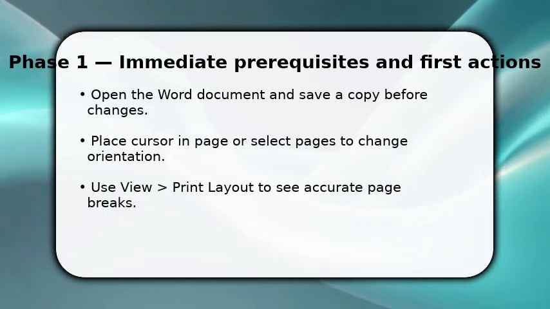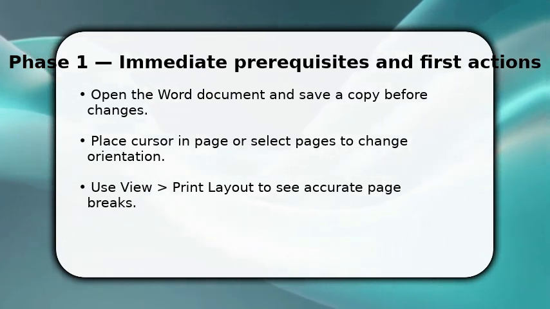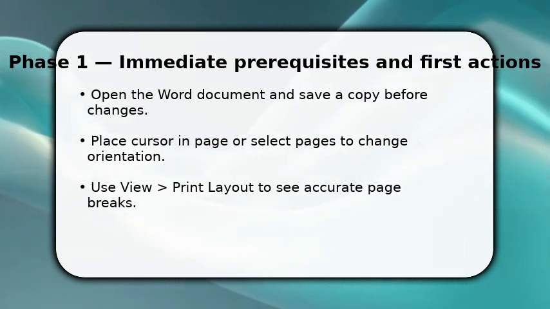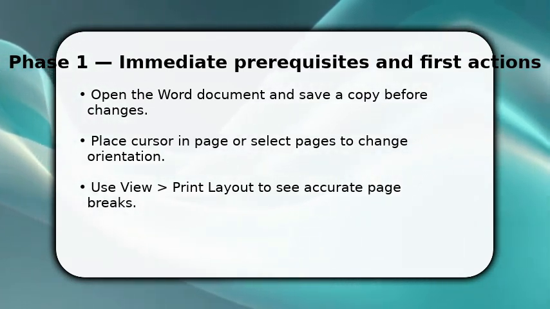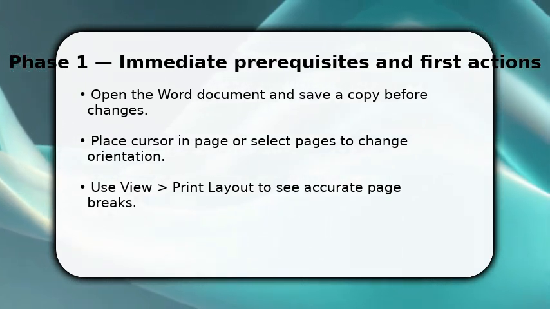You start by opening the document and saving a backup. This prevents accidental loss. Place the cursor on the page you want in landscape or select a range of pages. Use print layout so page breaks and section boundaries are visible. That matters because orientation applies to sections.